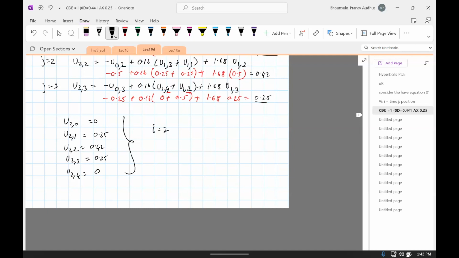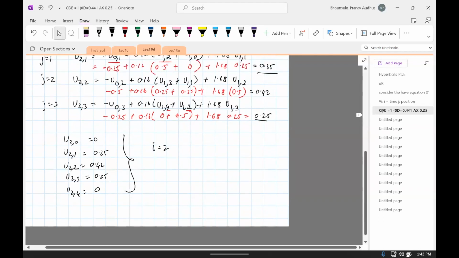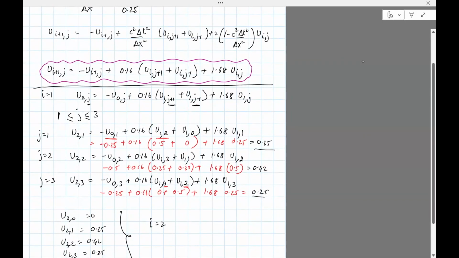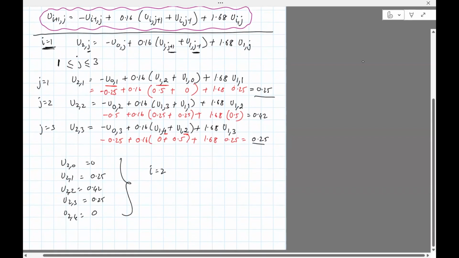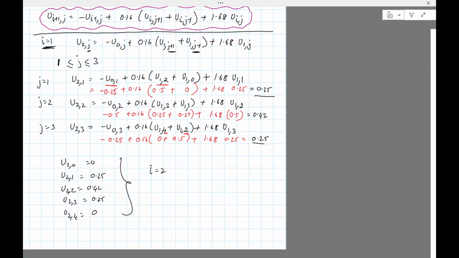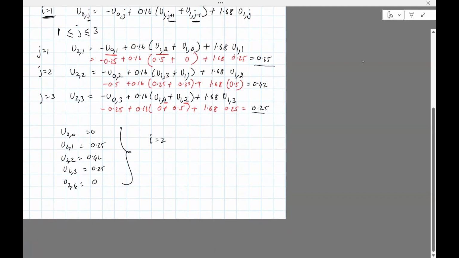But we need to go all the way to i equals 5. So what you'll do is repeat this process for i equals 2, i equals 3, i equals 4, and i equals 5. Then you will get this, and I'll give you the table, but you can check maybe 2 or 3 of these values, and then stop. But let me give you the table. You will see that you have to use these values in order to get the solution for i equals 3 and so on.